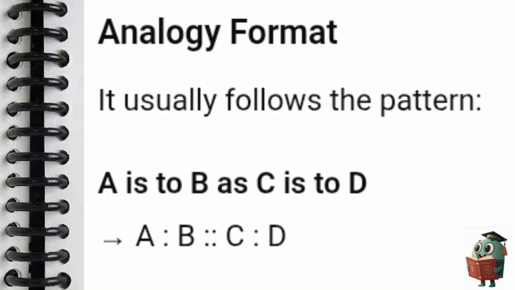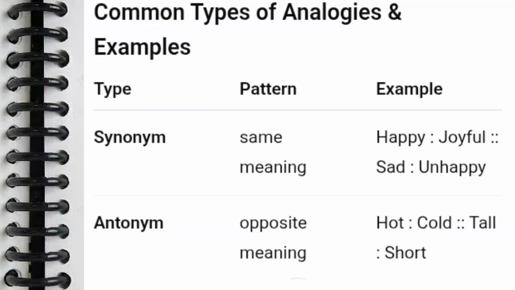A is to B as C is to D. Here are common types of analogies and their examples. Type: Synonym analogy. Pattern it shows: same meaning. Example: Happy is to joyful as sad is to unhappy. Type: Antonym analogy. Pattern it shows: opposite meaning. Example: Hot is to cold as tall is to short.